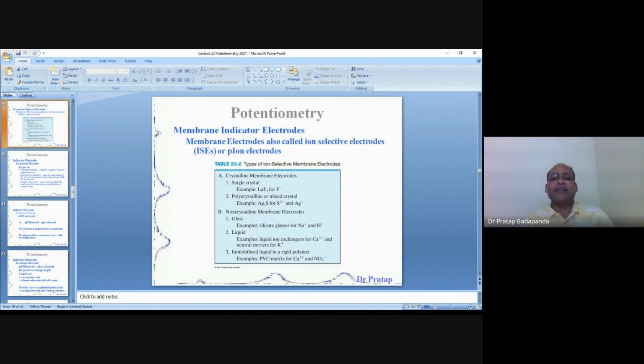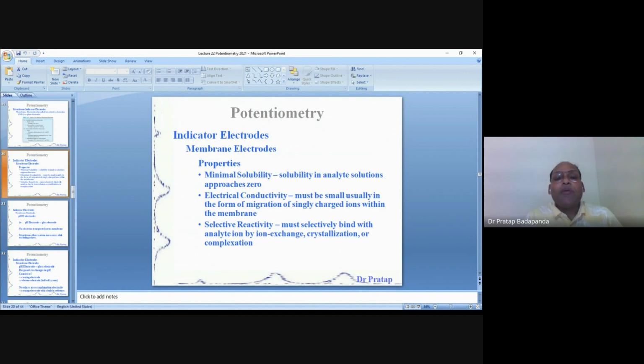So this is specific, right? Then the non-crystalline membrane electrode is specific, that's why it is called a selective electrode. Non-crystalline membrane electrode: glass, example silicate glasses for sodium and hydrogen, glass is used as a membrane. Liquid, examples liquid ion exchanger for calcium 2 plus, and neutral carriers for potassium plus. Immobilized liquid in a rigid polymer like PVC matrix for calcium 2 plus and nitrate minus. So these are the selective ones.